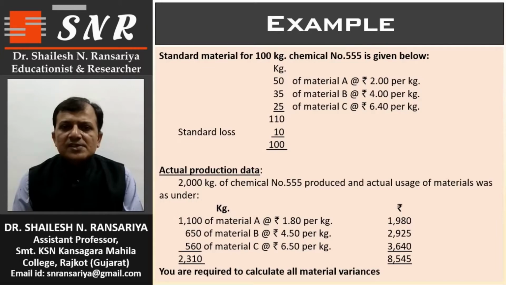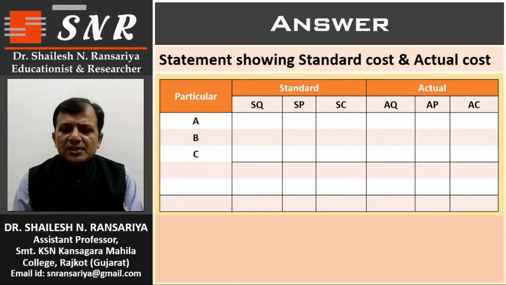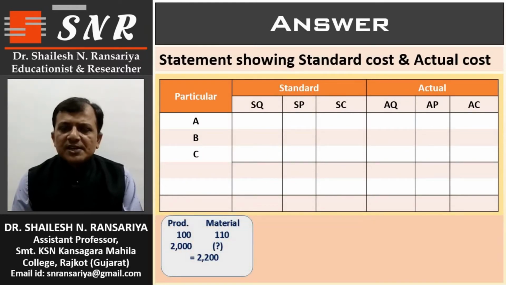Now see, in this example, standard information is given for the production of 100 kilograms, while the actual information is given for 2000 kilograms. So first we have to convert the standard information as per the actual information. For that, first we will calculate standard quantity. Production 100, then required material is 110. Production 2000, then required quantity is 2200 kilograms.